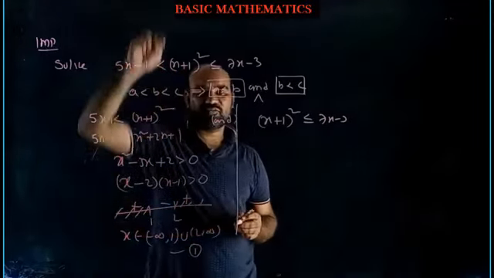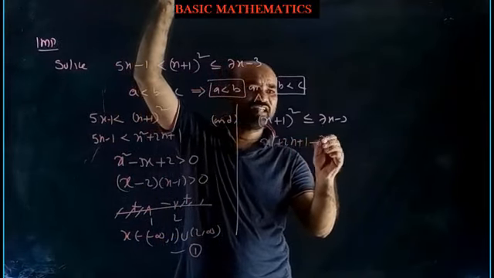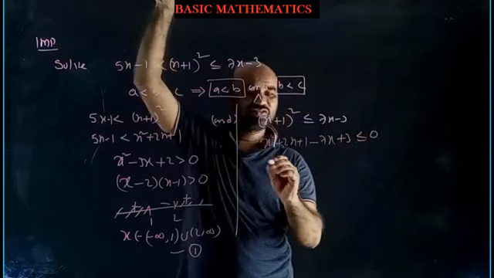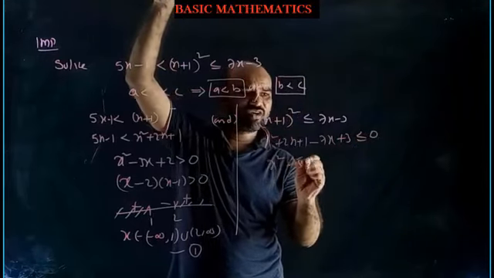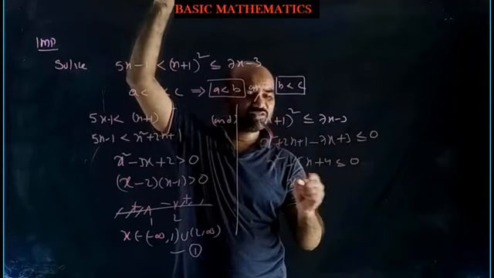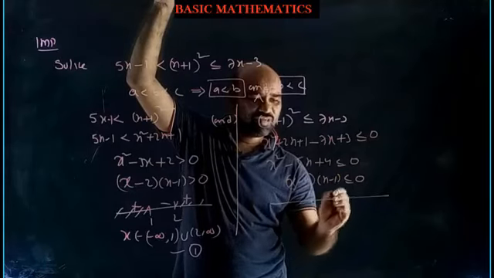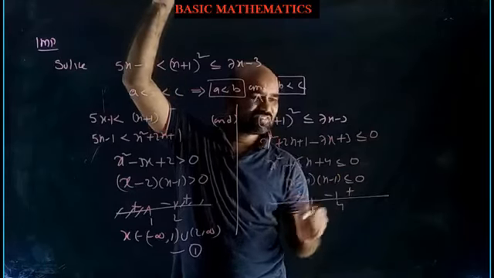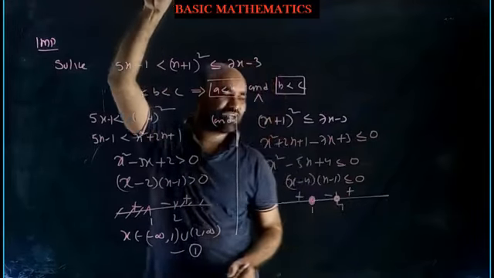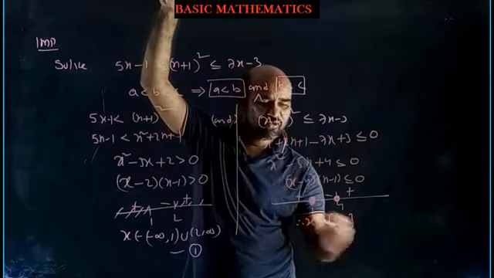Part 2 we need to solve from here. So this is x square plus 2x plus 1 minus 7x plus 3 lesser than or equal to 0, or x square minus 5x plus 4 lesser than or equal to 0, or (x minus 4) into (x minus 1) lesser than or equal to 0. Number line: 1, 4, plus minus plus. Both will satisfy greater than. I want lesser than symbols. Therefore, x belongs to closed 1 to 4.